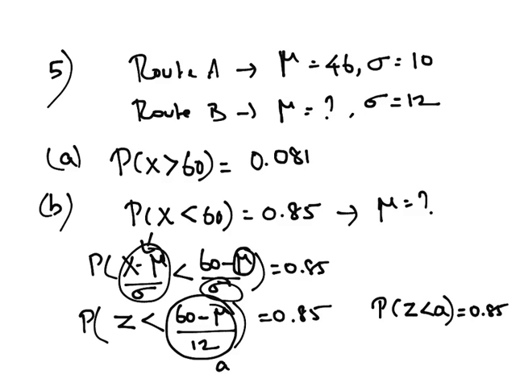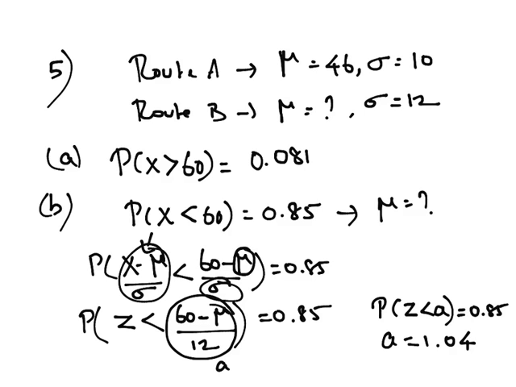and the area is 0.85 and sigma is 1 for z and mu is 0. So the answer is 1.036. So a is 1.04.